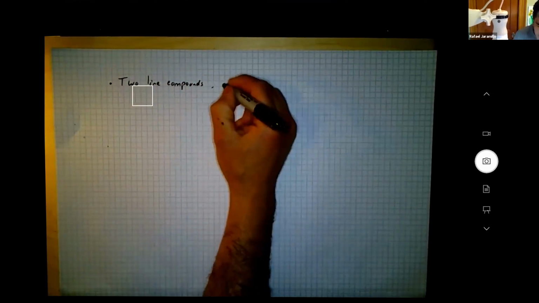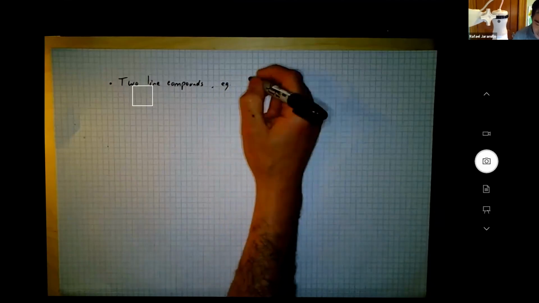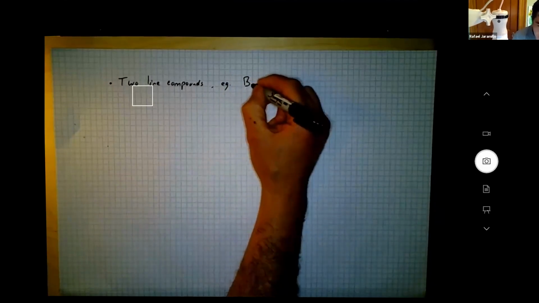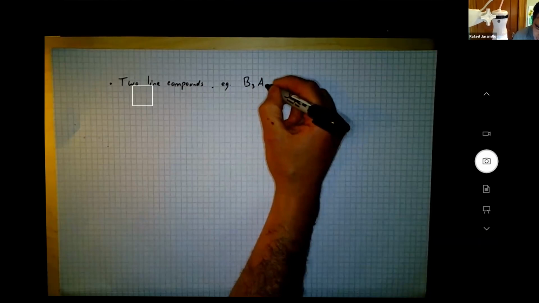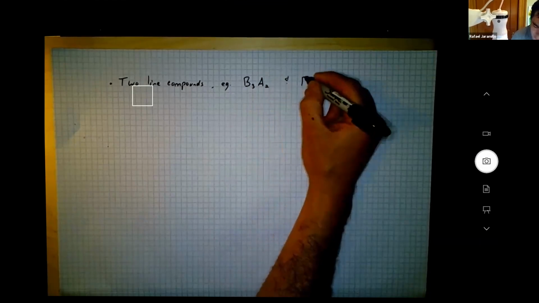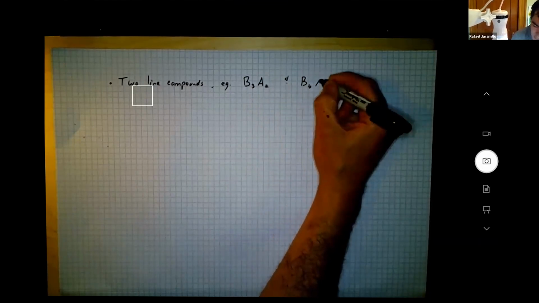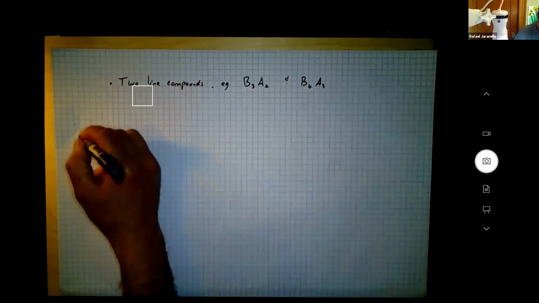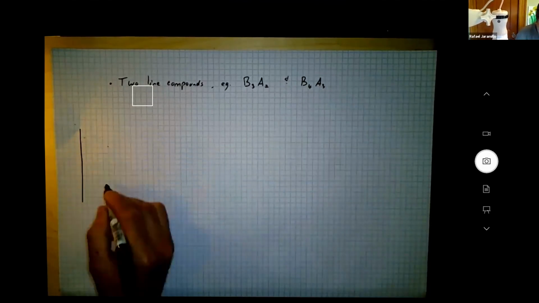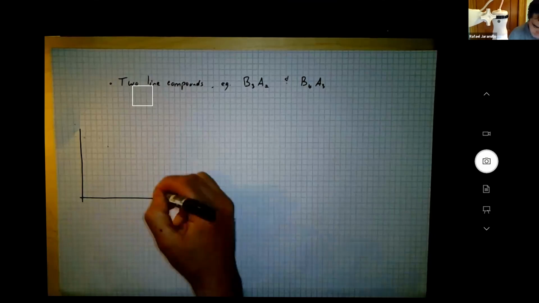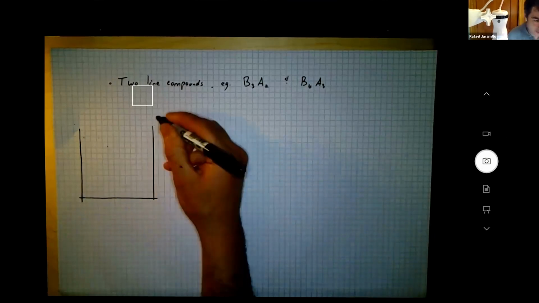I drew an unnecessarily complicated example. Let me just follow through on that: B3A2 and B4A3. How did I come up with that? Well, I sketched an imaginary phase diagram, and I had to follow through on my sketch.